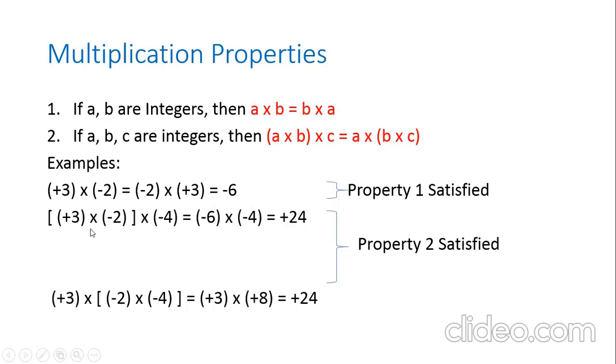Regarding the other property, we have 3 multiplied by -2 between brackets, then the result is multiplied by -4. So 3 multiplied by minus 2 gives us minus 6. We multiply this by minus 4, we get 24. In a similar manner, now we take 3 out, so it becomes 3 multiplied by, between brackets, minus 2 multiplied by minus 4. So minus 2 multiplied by minus 4 gives us plus 8. We multiply this by 3, so we get 24. So the second property is satisfied.